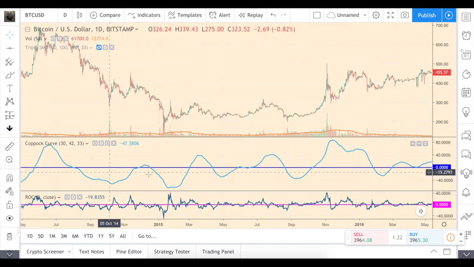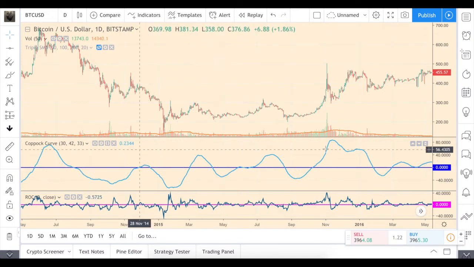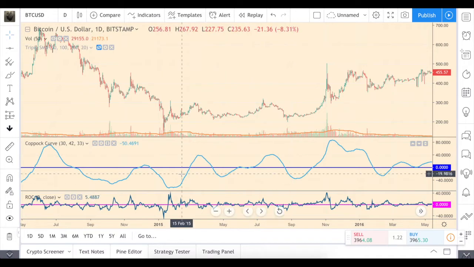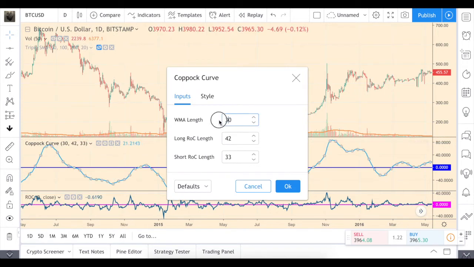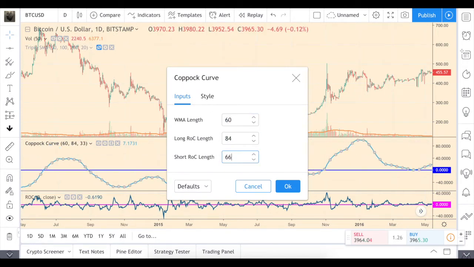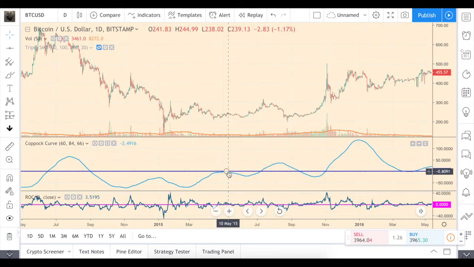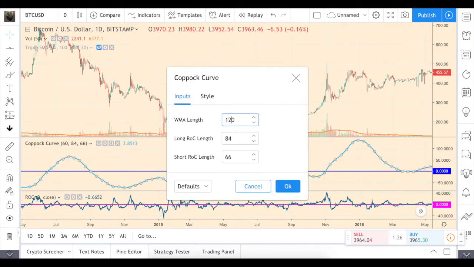And you see that there are still quite a few signals, which means that the time frame you would be using this on is much faster than we would like. So let's try to increase it twice. It will be 60, 84, 66. Okay, it seems better, but we still have too many intersections, so I will go ahead and multiply it by 2 once again.